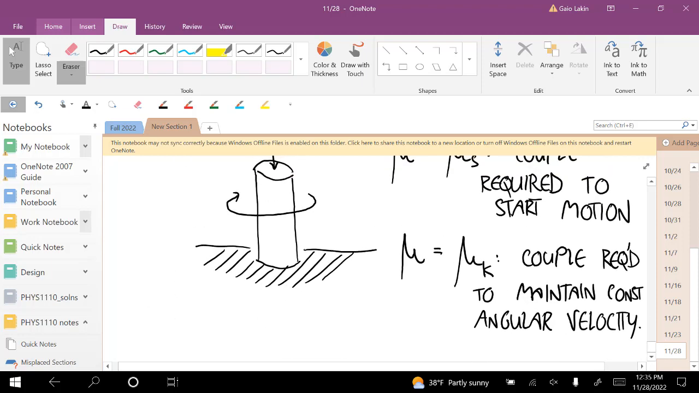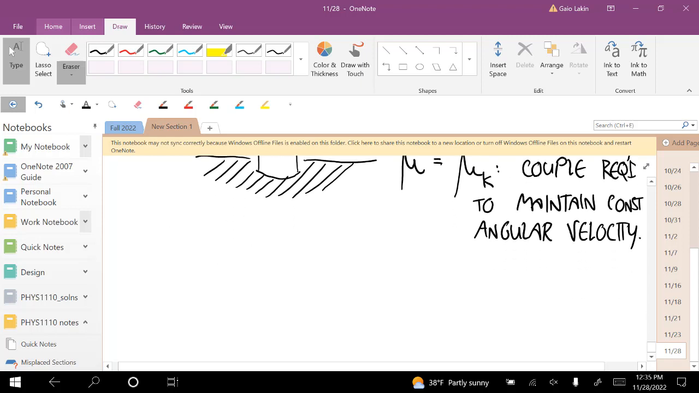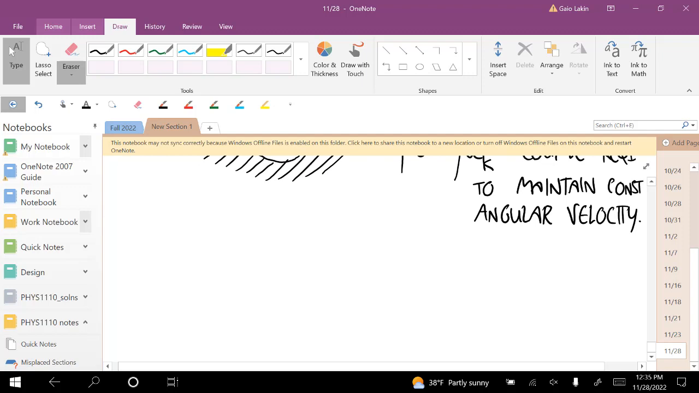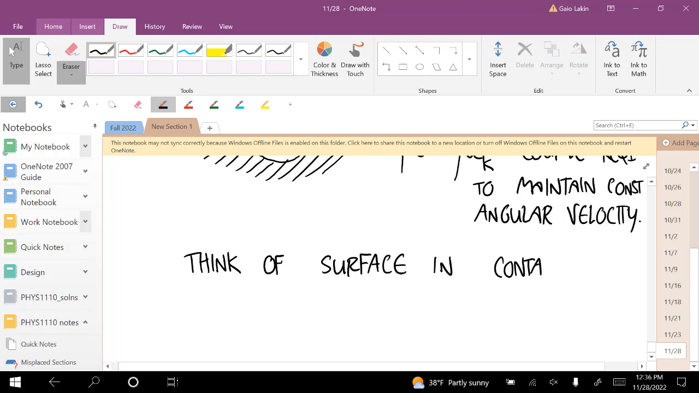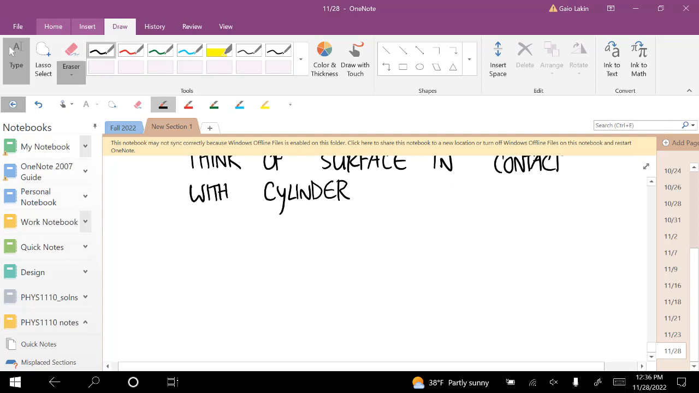Okay, well, how do you derive this one? So let's think of the surface in contact with the cylinder. So it's a circle. That's not a very good circle. There's that, but I'll live with it. And this thing has a radius R, capital R. Okay.